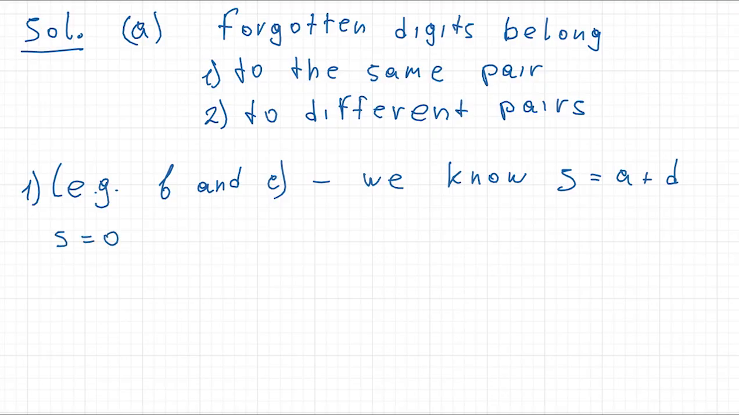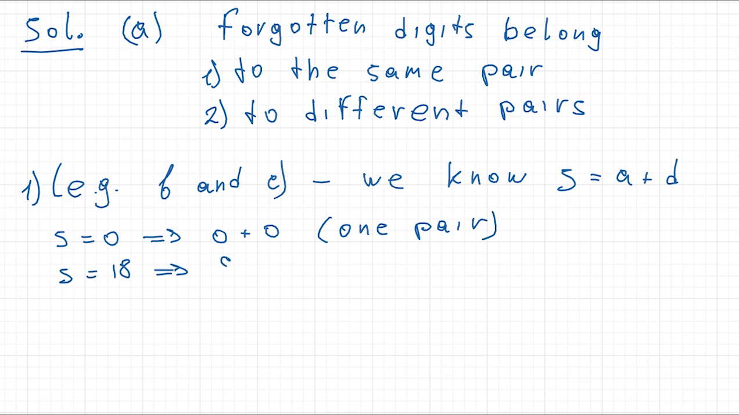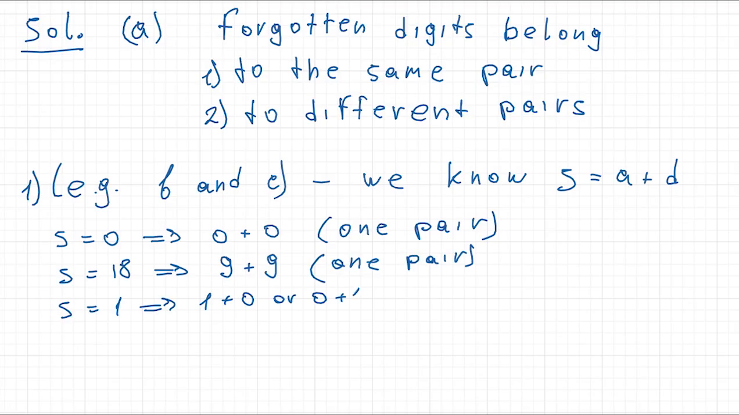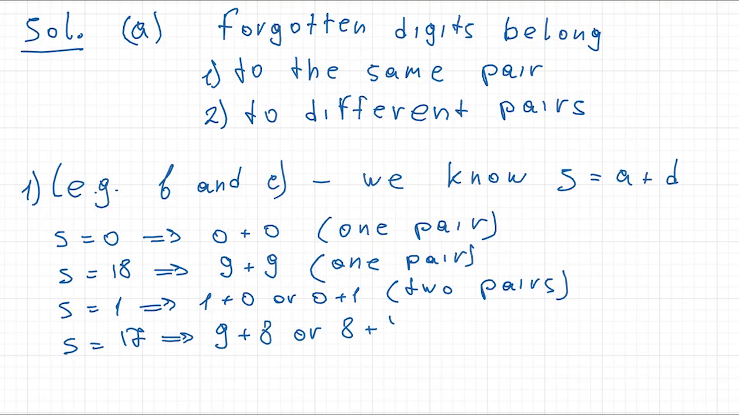If S is equal to 0, there exists only one pair of digits to get it: 0 is equal to 0 plus 0. If S is equal to 18, there exists only one pair of digits to get it: 18 is equal to 9 plus 9. If S is equal to 1, we get 2 different pairs of digits, 1, 0 and 0, 1. If S is equal to 17, we get pairs 9, 8 and 8, 9.